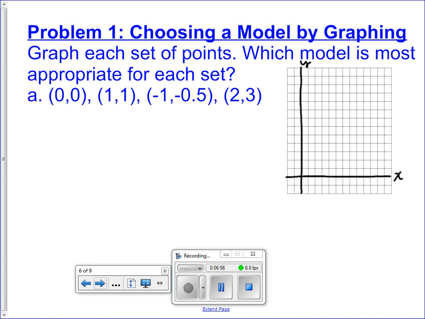We have 0, 0, 1, 1, -1, -5/10, and 2, 3. All right, here we go. All right, this is one that appears to be best modeled by an exponential.